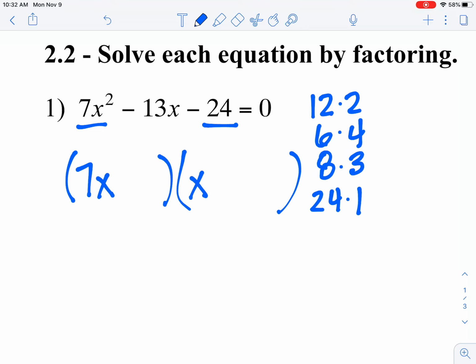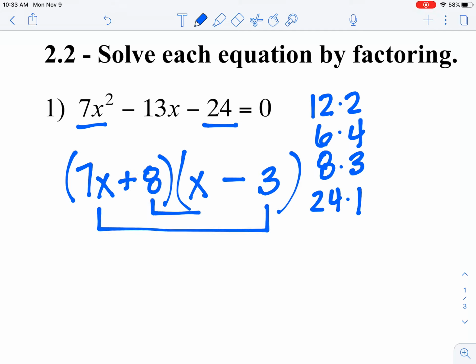12 and 2 seems a little funny. Maybe let's try 6 and 4. Or no, 8 and 3. 8 and 3, let's try. Okay, in order for them to multiply to be negative, we have to have one positive and one negative. So let's say this is our negative, here's our positive. Then we check by multiplying outsides and insides. Outside we'll get negative 21x, inside positive 8x is negative 13x.